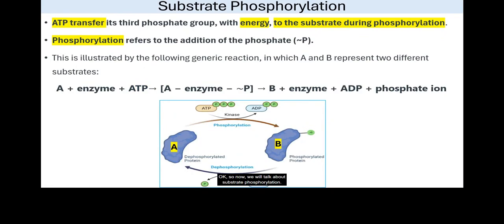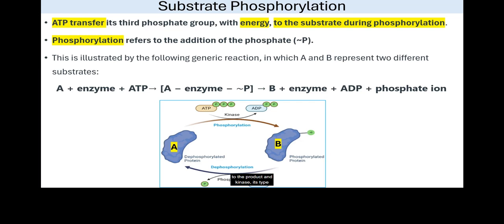Okay, so now we will talk about substrate phosphorylation. During substrate phosphorylation, a substrate molecule, for example A, will be phosphorylated. Phosphorylation means adding a phosphate group. In cells, an ATP molecule is used, for example, for phosphorylation. We can break down the ATP molecule, meaning we can break the chemical bond between phosphate groups in the ATP. And the phosphate group will be connected with a new chemical bond to the product.